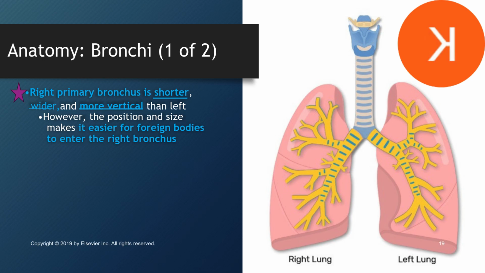Anatomy of the bronchi. Right primary bronchus is shorter, wider, and more vertical than left. The position and size makes it easier for foreign bodies to enter the right bronchus. So if you guys can look at the picture here, it shows the right and left lung, and you can definitely see how the right side looks more vertical compared to the left. And this is where it's easier for foreign bodies to enter. A good example would be a chest x-ray when we do it on a child or pediatric patient. When they swallow coins or any foreign body, it mainly lands on the right side.